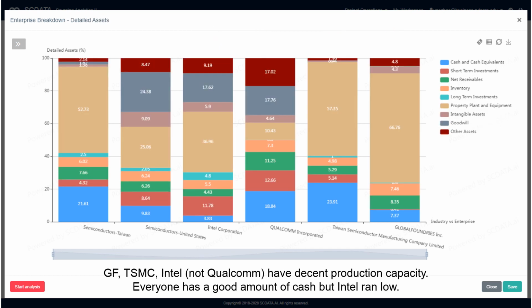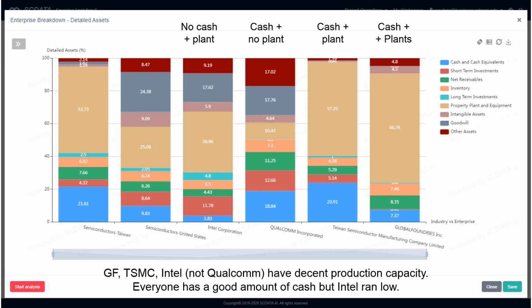And breaking down their assets into details, we find that TSMC has the highest cash and second largest property, plants, and equipment, which implies high production capacity and responsiveness. Intel has a decent production capacity, but may run a little low on cash. Qualcomm has surprisingly low property, plants, and equipment, putting its production capacity and responsiveness at question.